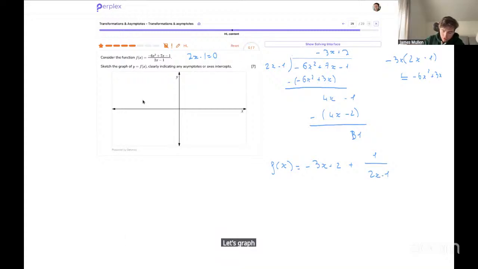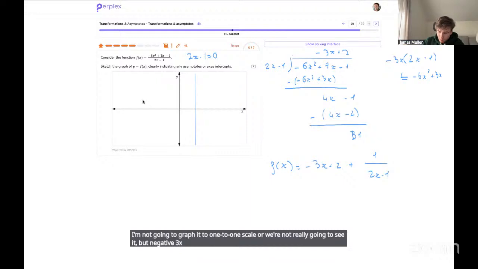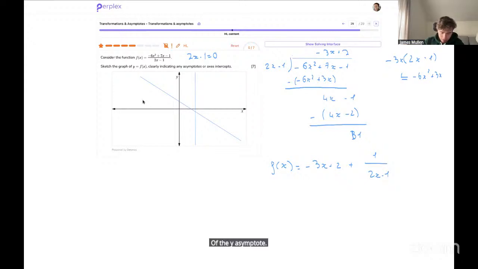Let's graph that. x is equal to 1 over 2 is going to be here. And now I want to graph the line negative 3x plus 2. I'm not going to graph it to 1-to-1 scale, or we're not really going to see it, but negative 3x plus 2 is going to intersect 0 when x is equal to 2 over 3. So it should be about there, slightly to the left of the asymptote. And okay, so it's going to be there.